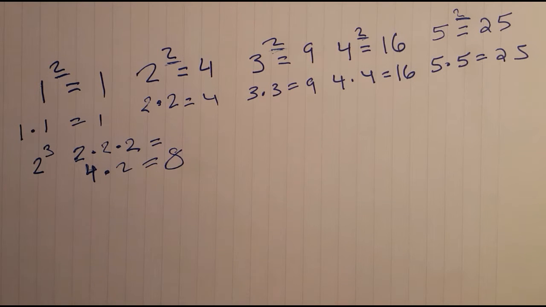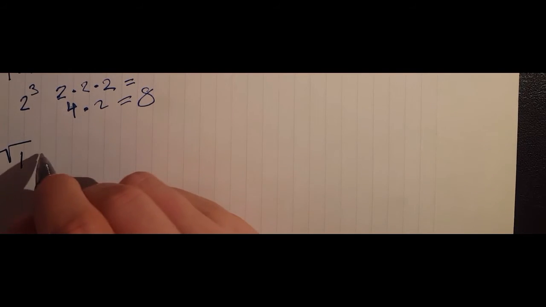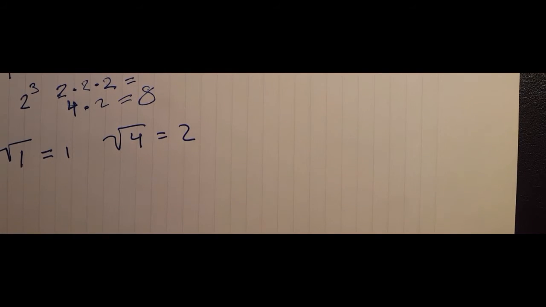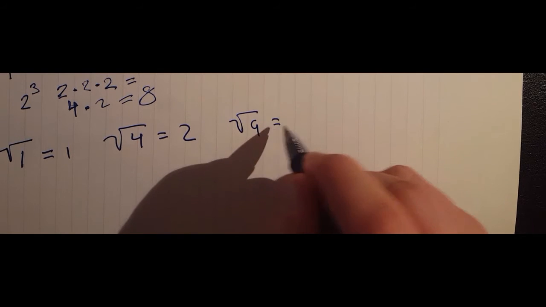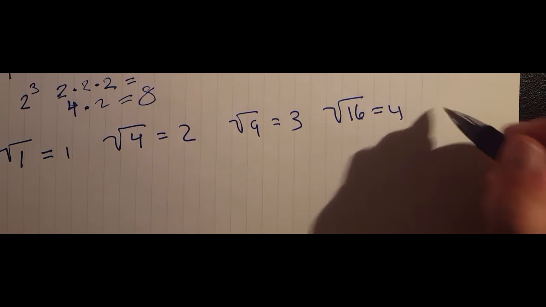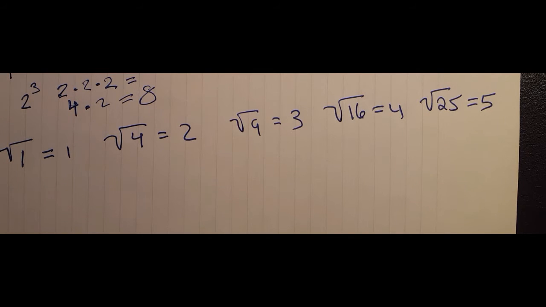So now, we'll move on to square roots. This is like the exact opposite of exponents. So we have the square root of 1 equals 1, the square root of 4 equals 2, the square root of 9 equals 3, the square root of 16 equals 4, and the square root of 25 equals 5. It's the opposite of exponents because you're dividing the number using a principle of exponents. You're not multiplying these numbers.